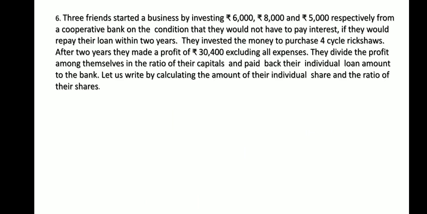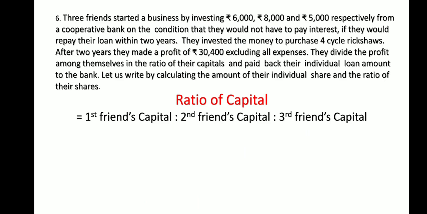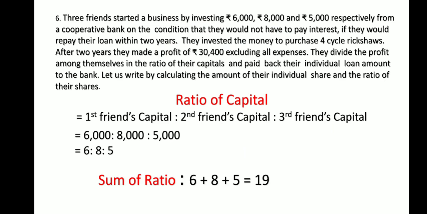So what is the question telling then? They divide the profit among themselves and paid back the individual loan amount to the bank. So this is what we'll refer to. So we can first find the ratio of capital, first friend, second friend and third friend. So zeros get cancelled. We can now calculate the sum of ratio. So we know this much.